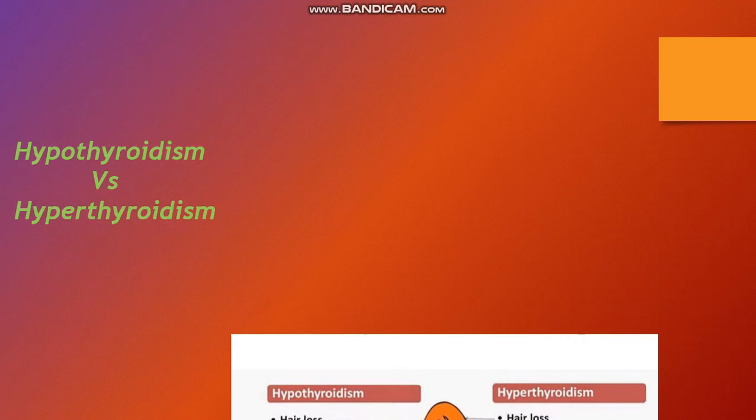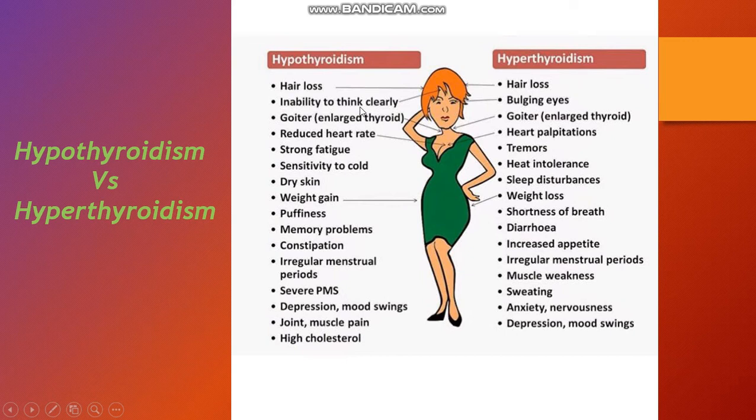Hypothyroidism versus hyperthyroidism. Hypothyroidism: hair loss, inability to think clearly, goiter, reduced heart rate, strong fatigue, sensitivity to cold, dry skin, weight gain, puffiness, memory problems, constipation, irregular menstrual period, depression, mood swings, joint and muscle pains. Hyperthyroidism: high cholesterol, depression, mood swings, anxiety, hair loss, bulging eyes, goiter, enlarged thyroid, heart palpitations, tremors, heat intolerance.